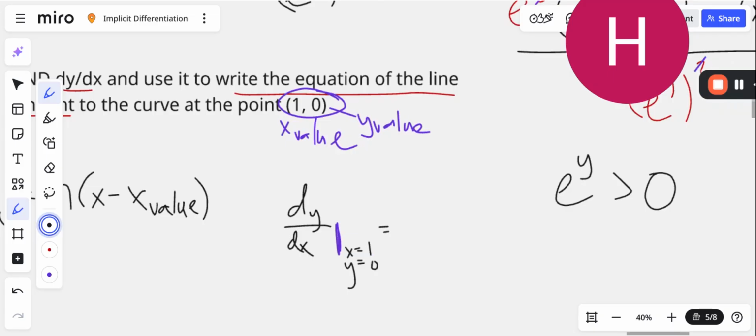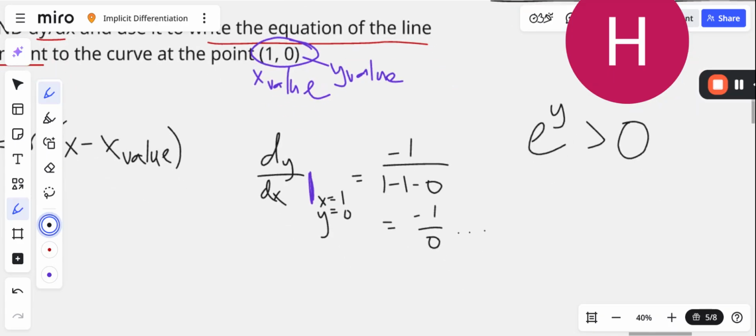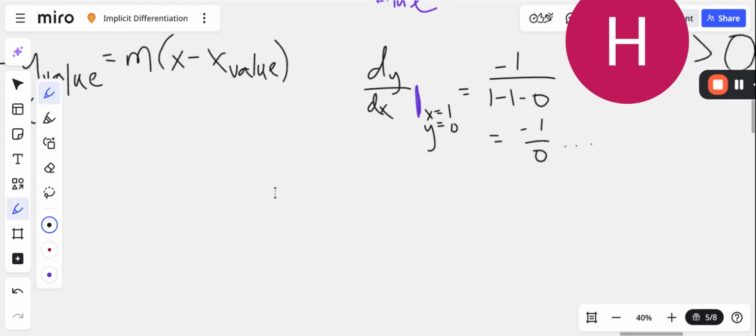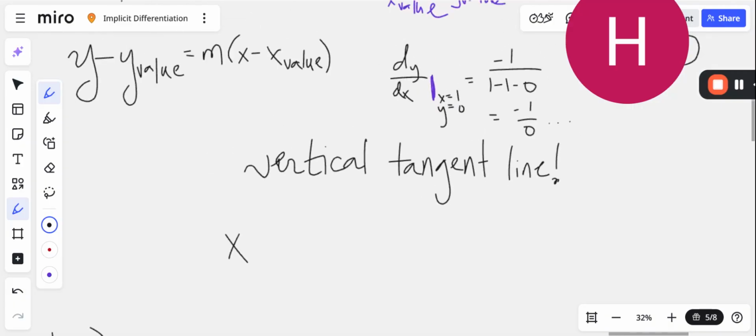This is going to be equal to negative 1 over 1 minus 0, which would be negative 1 over 0. What the heck? You know what happens when we divide by 0. It's blowing up. It's going vertical. So this is actually going to be a vertical tangent line. There we go. Vertical tangent line. And what does a vertical line's equation look like? It just looks like x equals something. In this case, it's going to be x equals 1.